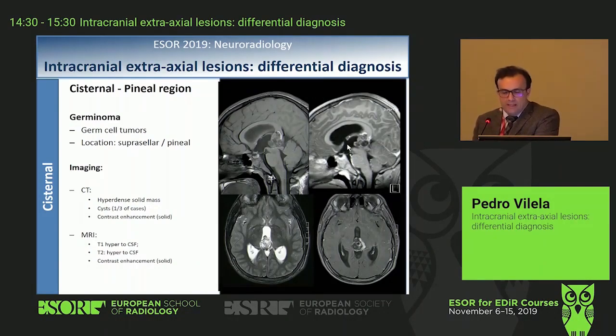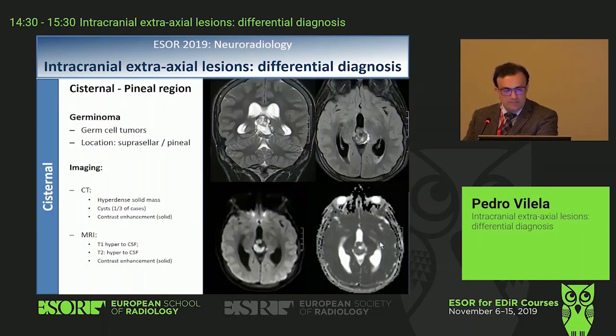Germinomas are probably more common to see, and they can be located at the pineal area or at the suprasellar area, or both. They are also aggressive lesions. They may have hemorrhagic components, and this helps you to make the diagnosis. And they are heterogeneous, and it's the location and then the laboratory evaluation that is going to make the diagnosis of this disease, because besides the topography, the imaging findings are quite unspecific.